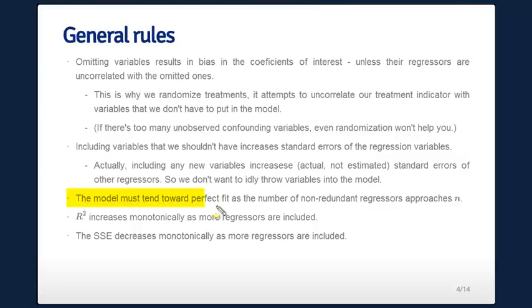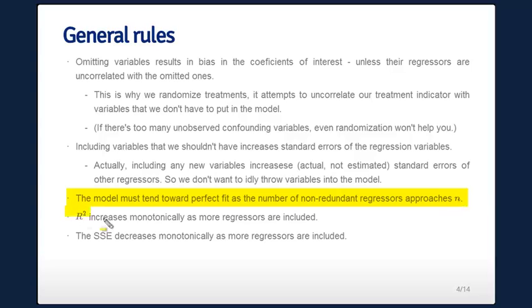So another thing is the model always just tends towards perfect fit as the number of non-redundant regressors approaches n. By non-redundant, I mean the model doesn't do anything if you include x and 2x and 4x, right? Those are all just the same variable with a different multiplier. But if you have a response y and there's 20 measurements, and you include 20 regressors that are just simulated random noise, then you will achieve perfect fit, even though those regressors have nothing to do with y.